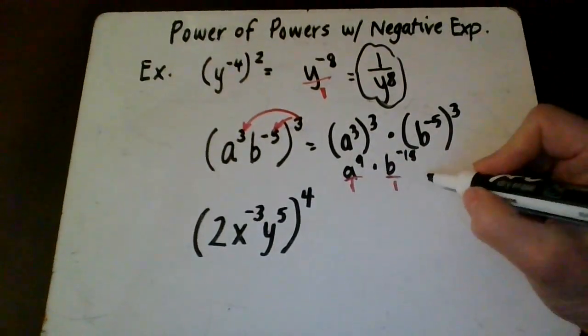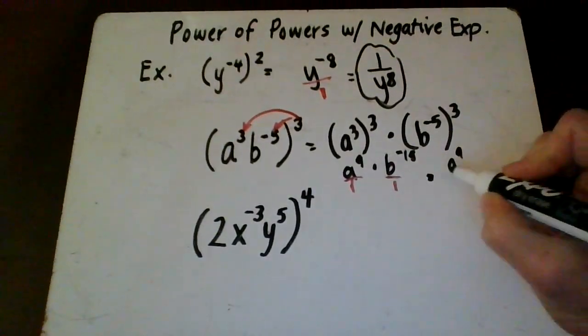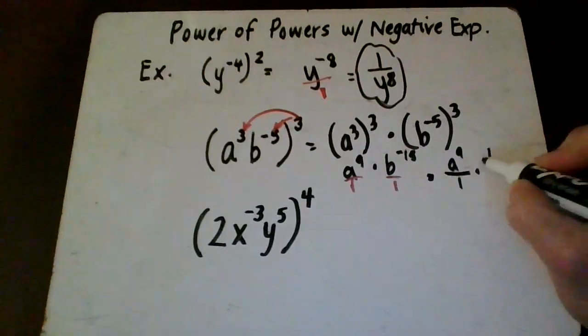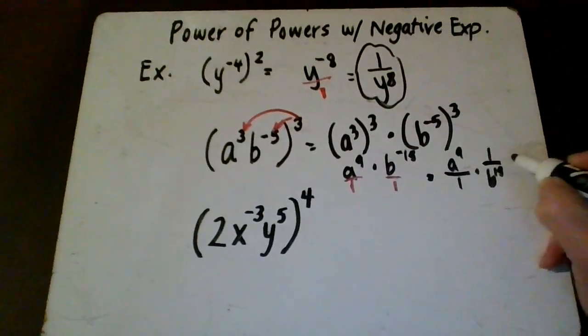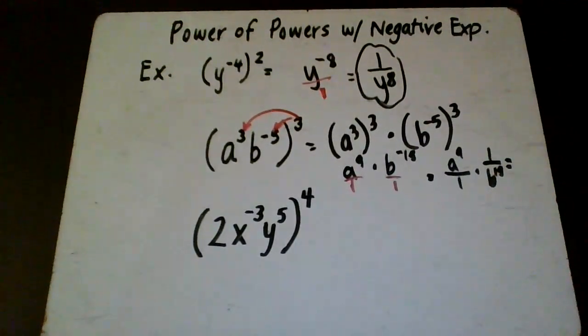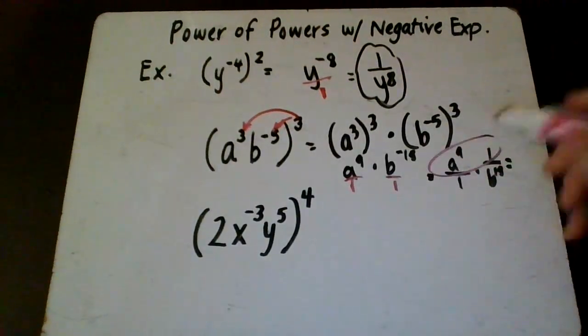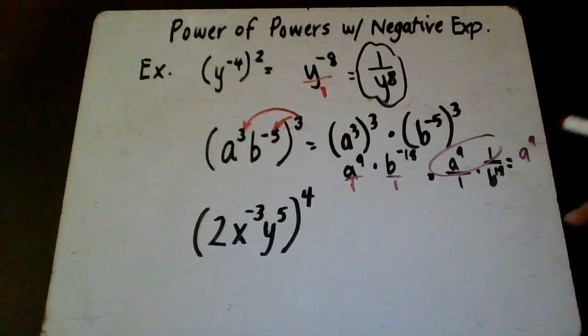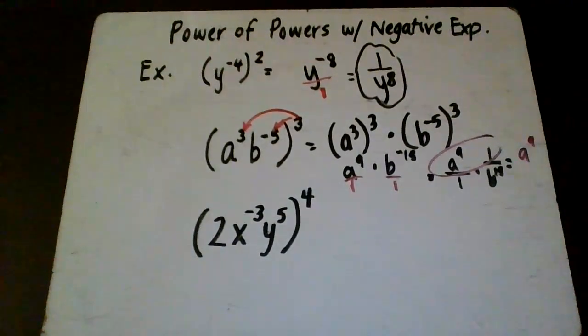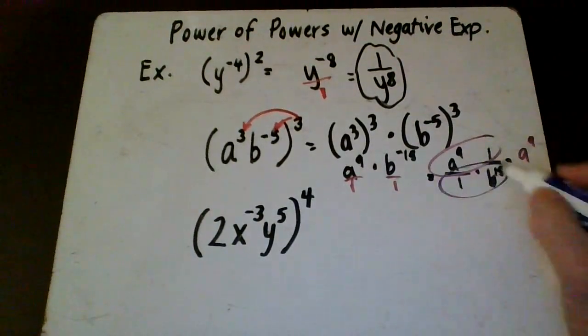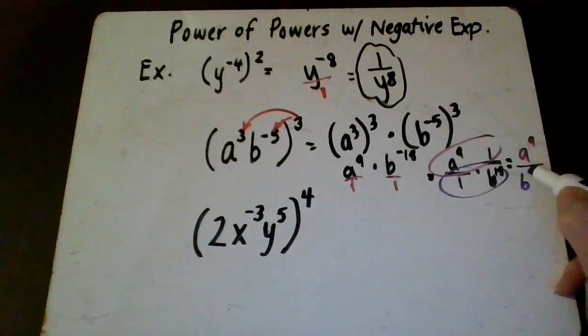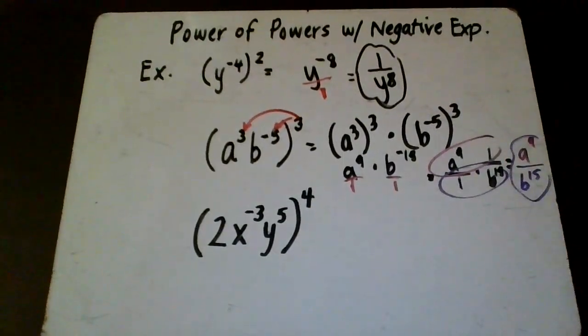Looks like I got to write it over here. I'm going to run out of room otherwise. A to the 9th over 1 times 1 over b to the 15th. And so then I multiply the tops, which would be a to the 9th over 1, which would be a to the 9th. And then I multiply the bottoms, which would be 1 times b to the 15th, which would be b to the 15th.